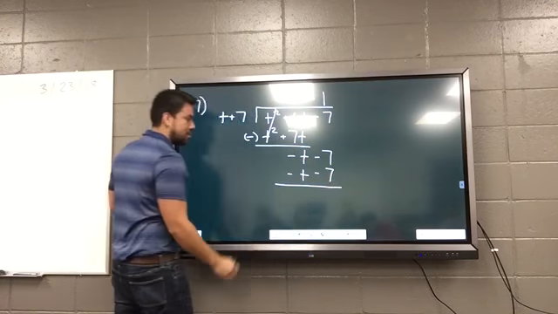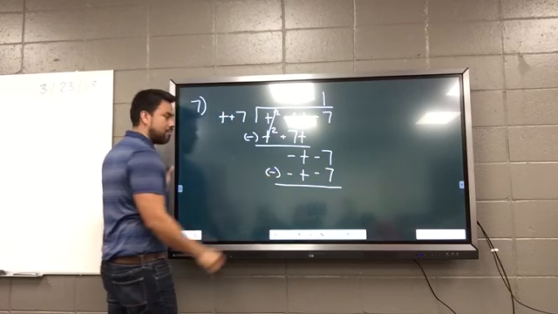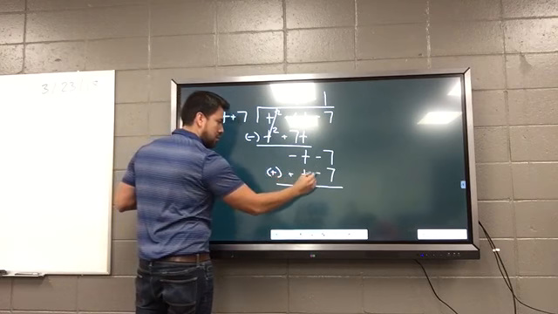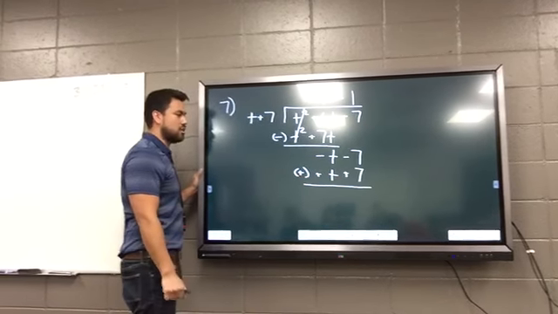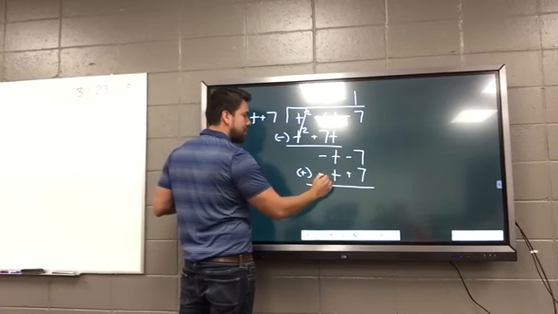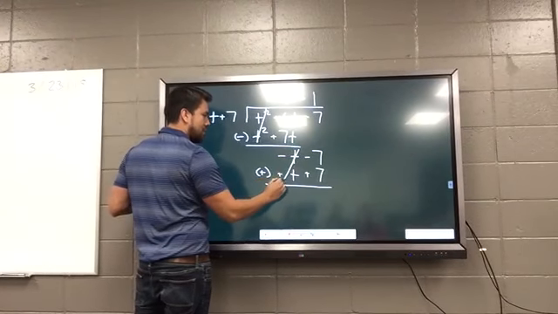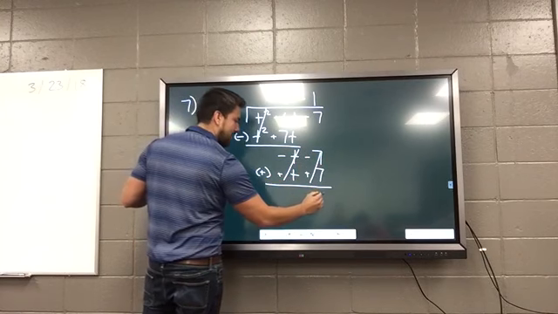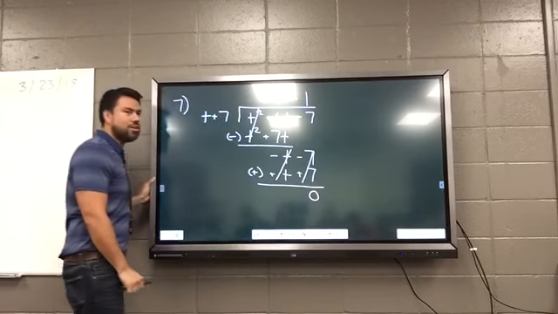What do you do with these? You subtract them, which you could do, basically all the signs change there. Negative t plus t, cancel. Negative 7 plus 7, cancel. What am I left with? Any remainder?